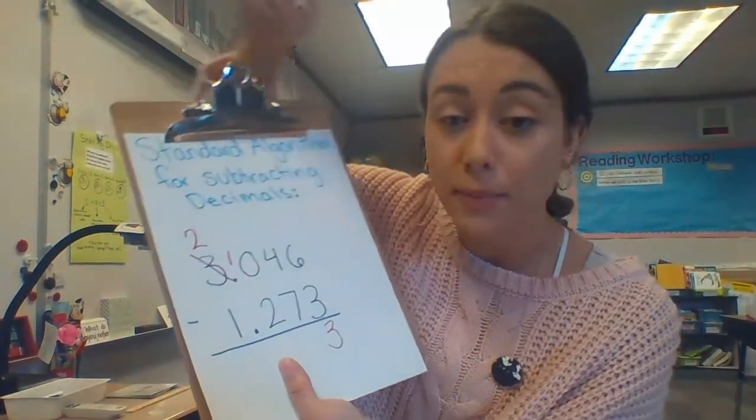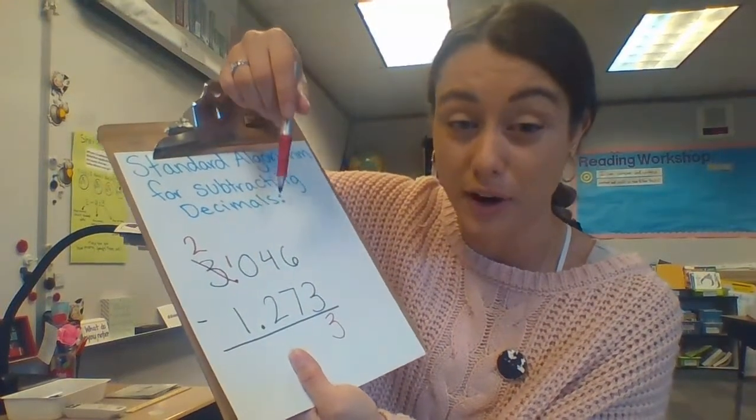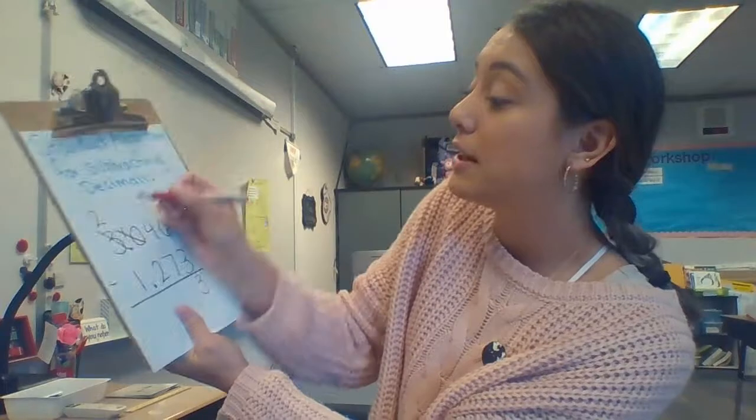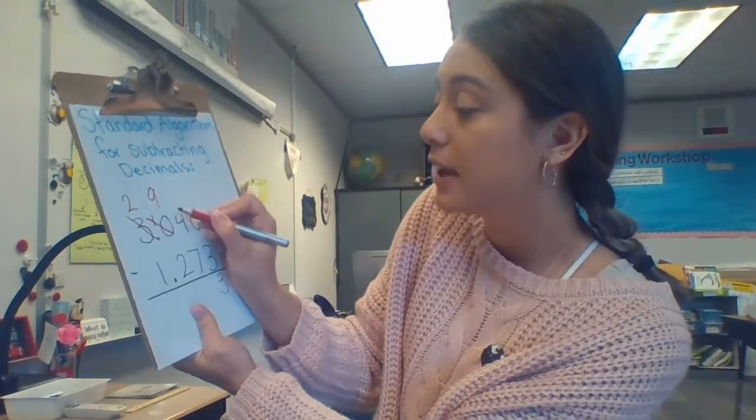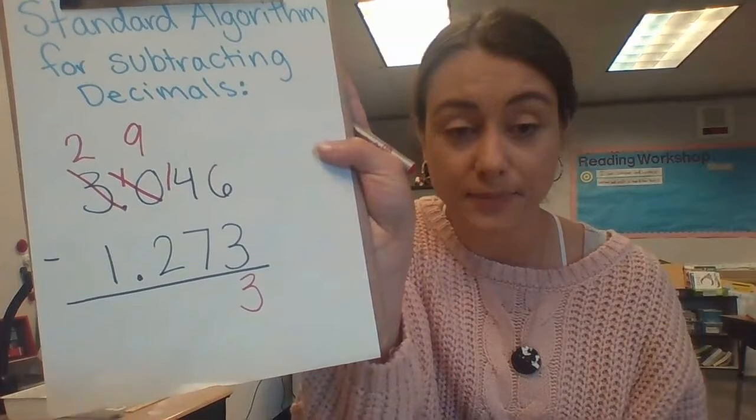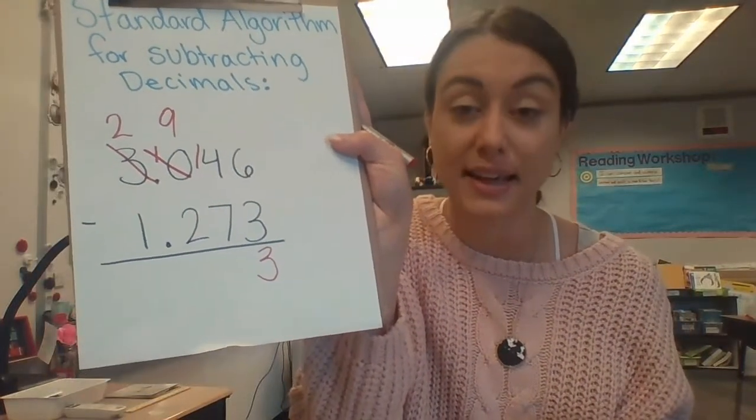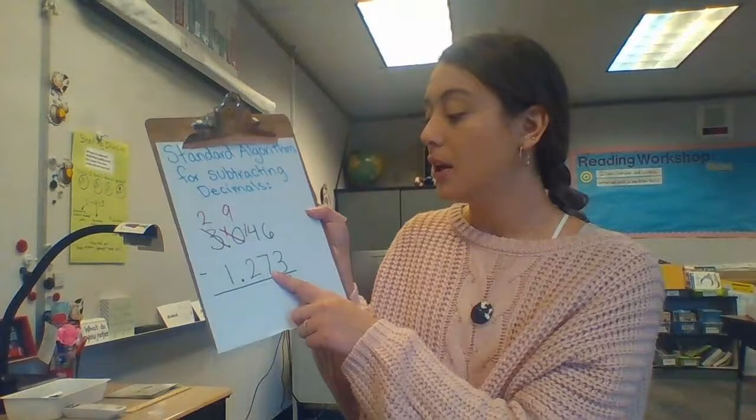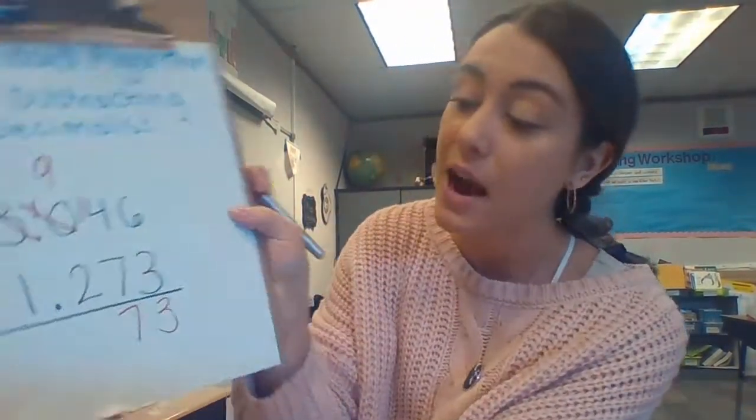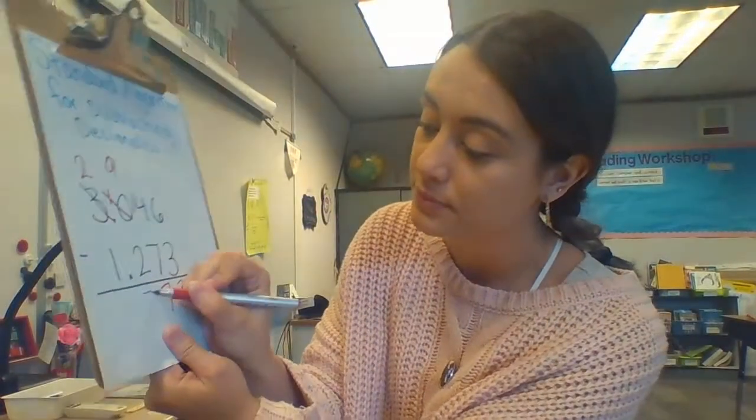Now that's not where I stop. I have to then look at the 4. The 4 is what we really were trying to borrow for. And then I have to make my 10 into a 9, and I can then make my 4 into a 14. Now that it's 14 minus 7, I can do 14 minus 7. 7 take away from 14 is 7. Now I can do 9 minus 2, which is 7.